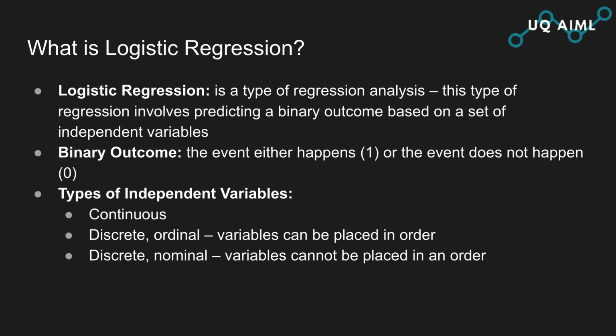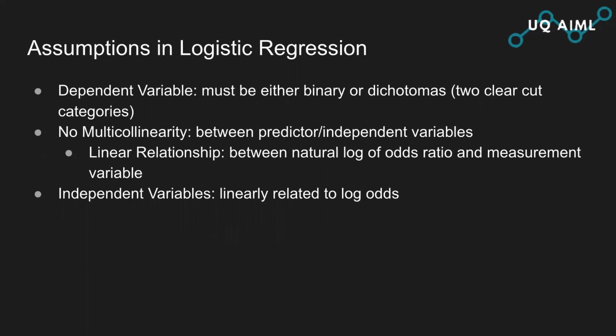Starting with a definition, logistic regression is a type of regression that involves binary outcomes based on independent variables. So it's basically when an event happens or it doesn't happen, and you assign it 1 or 0. There are different types of independent variables listed there, but basically continuous or discrete variables.